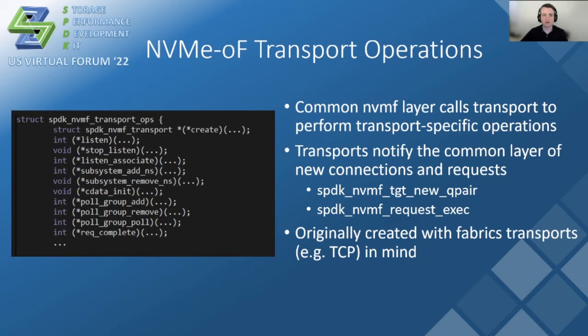Some of these transport callbacks are required to be implemented by each transport. For instance, it doesn't make sense to have a transport that does not support listening on a given address or does not support creating a poll group. You cannot have that. On the other hand, some of them are optional. For instance, not every transport requires to be notified whenever a namespace is added or removed to a subsystem.